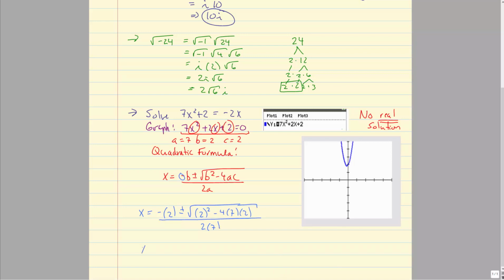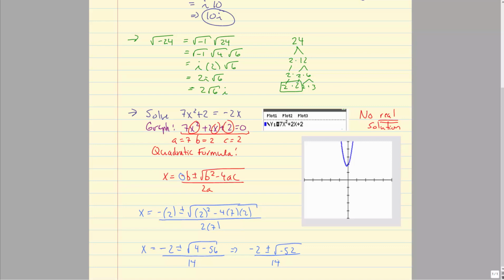So here I get x equals negative 2 plus or minus the square root of 4, since 2 squared is 4, minus 7 times 4 is 28 times 2 is 56. So 4 minus 56 all over 14. Okay, so negative 2 plus or minus the square root of 4 minus 56 would be a negative 52 all over 14. Now 52 does have factors that are perfect squares.